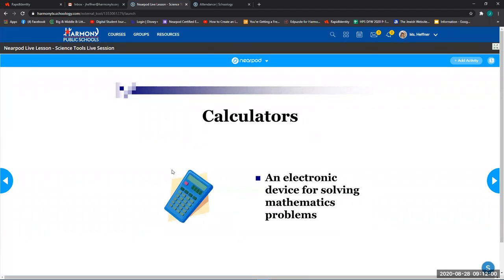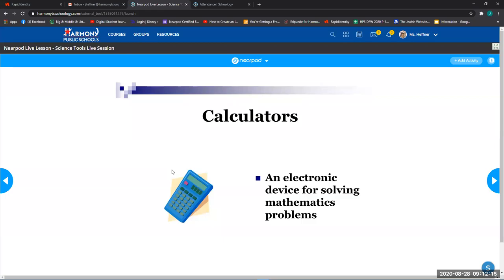We always use calculators in science. You don't use them in math in sixth grade, but I always allow my students to use calculators in science. As long as you know the formulas and how to put the numbers together, you can punch them into a calculator. I am okay with that.